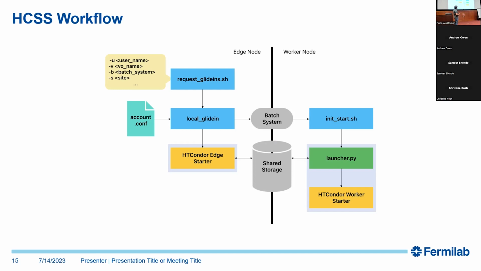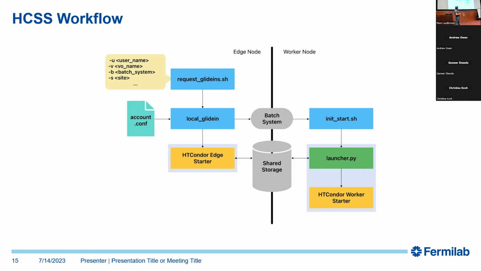At the same time, it will submit a batch job that will contain this init start script here that will, again, queue up and wait to take hold of a worker node. Once it has a worker node, it will then start running. And all this script does, besides executing the pre-job scripts, is launch this launcher.py file here.